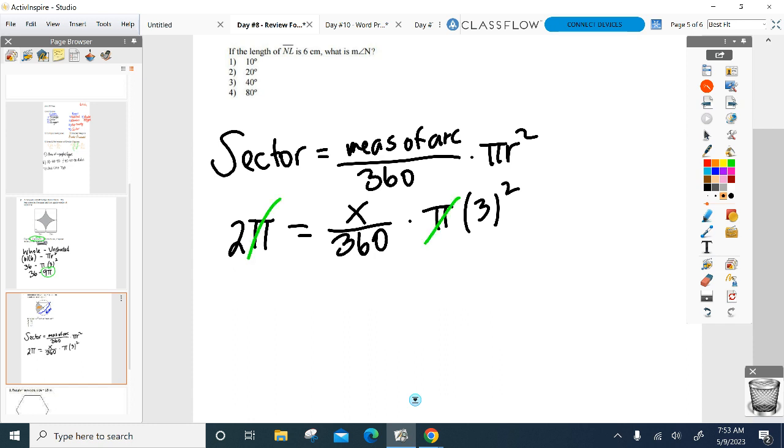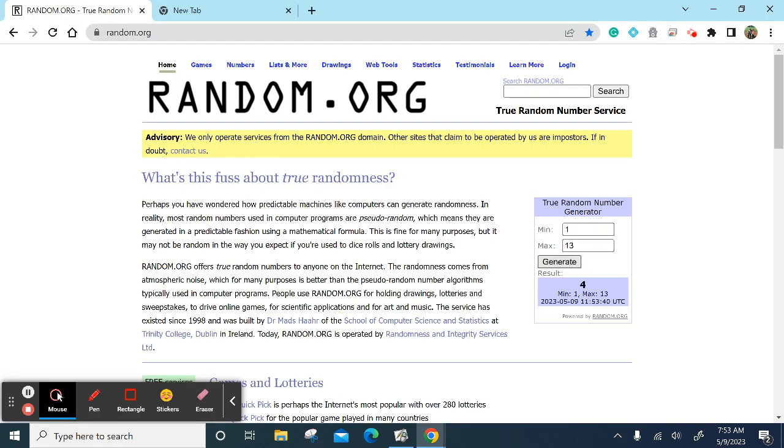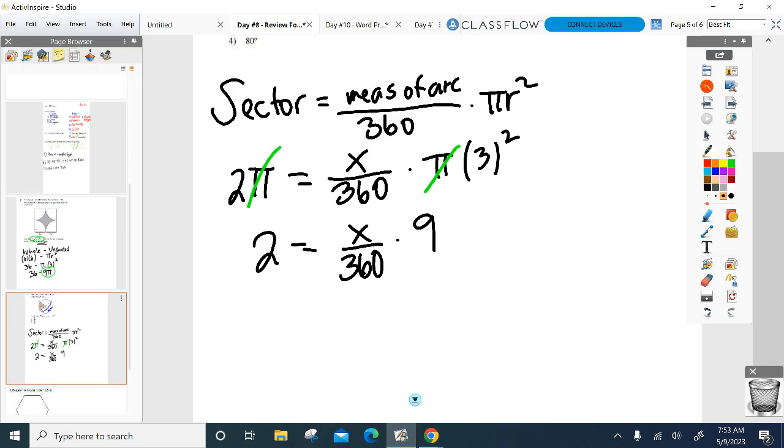I don't know if this happens tomorrow or not, but if there's just a pi on one side and no pi on the other, you can't cross them out. It's only crossed out if both the left and the right side of the equation have them. If only one has it, you have to get rid of it by dividing it out. So what do I have left here? 2 equals x over 360 times 9. What would be your next move tomorrow then? Trying to get x by itself. What do you want to get rid of? Multiply by 360. Sure, multiply both sides by 360. I get 720 on this side, 9x on this side.